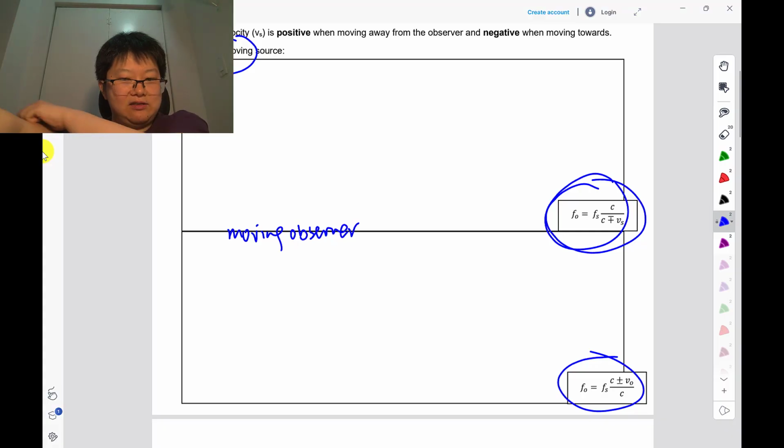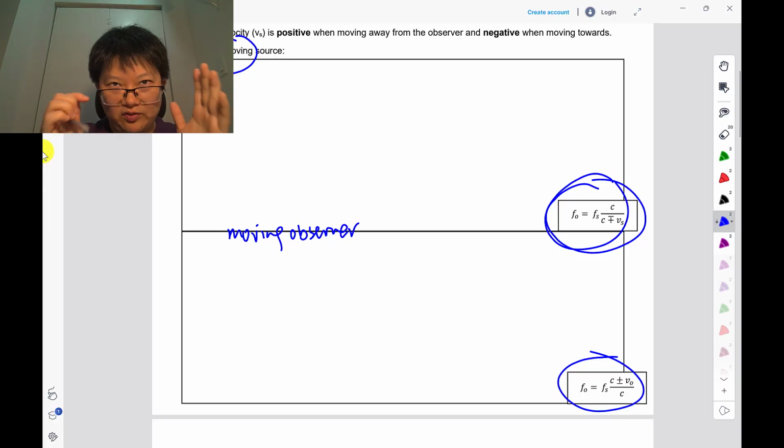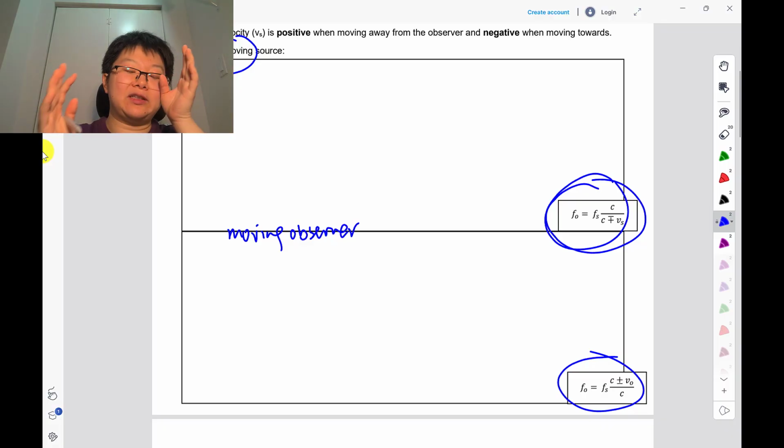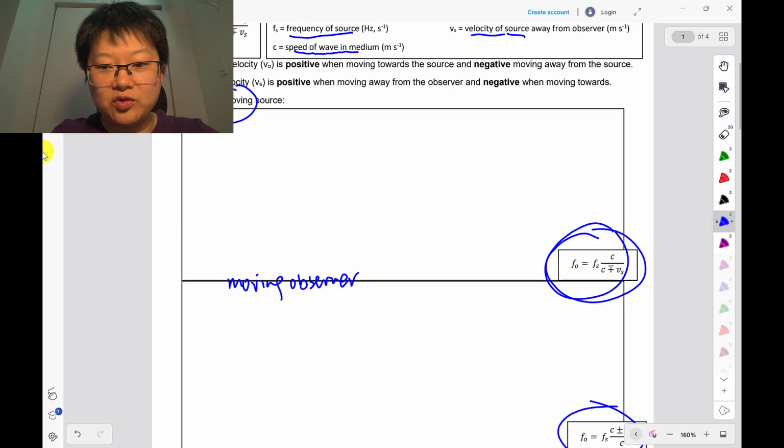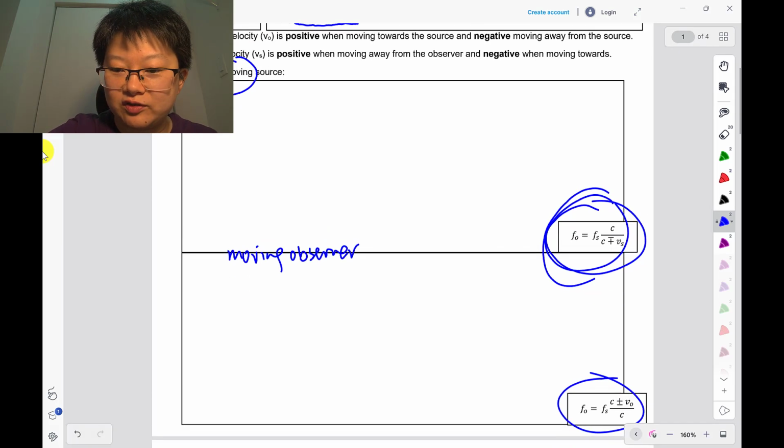I just read in an IB textbook, the latest one for the newest curriculum, that you will not be tested when both observer and the source are moving at the same time. So lucky for us. So without further ado, I'm going to start the derivation for the moving source, or how we get this portion. So here we go.